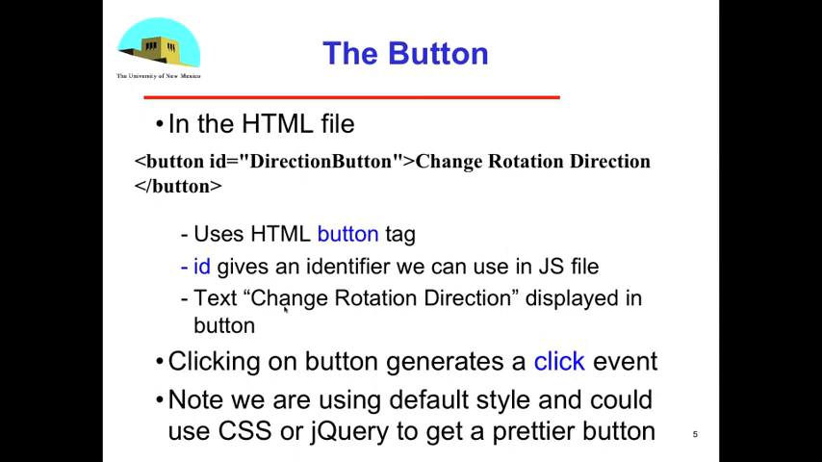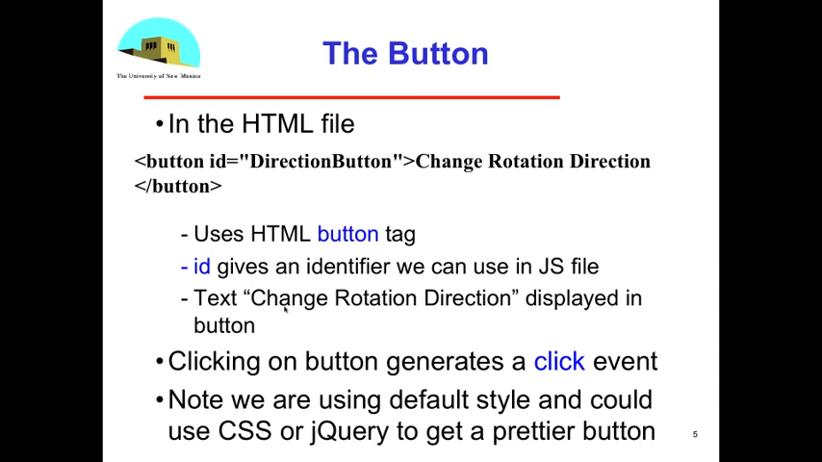We want to indicate something about what that button does, so the default will let us put some text inside of that button, and that's what "change rotation direction" does. And that's really all we need in the HTML file to get started.